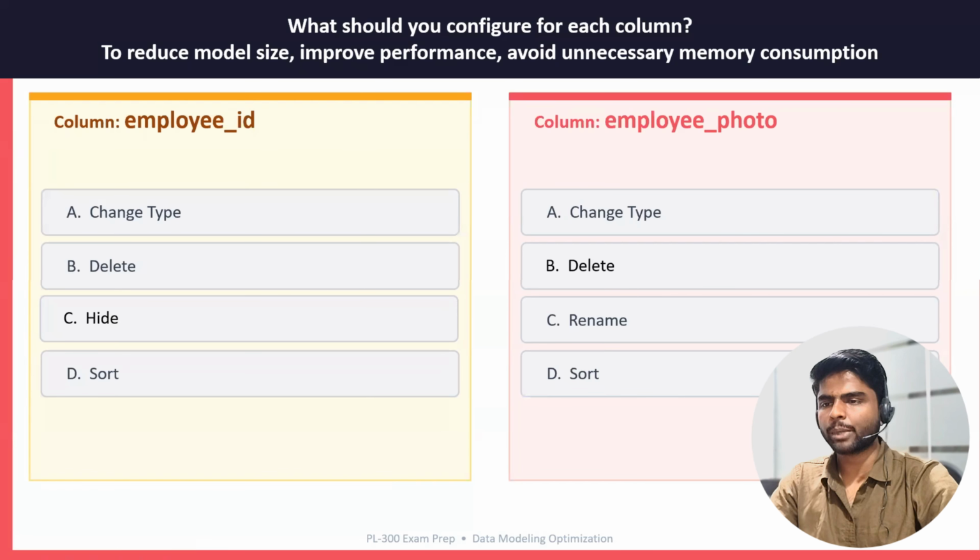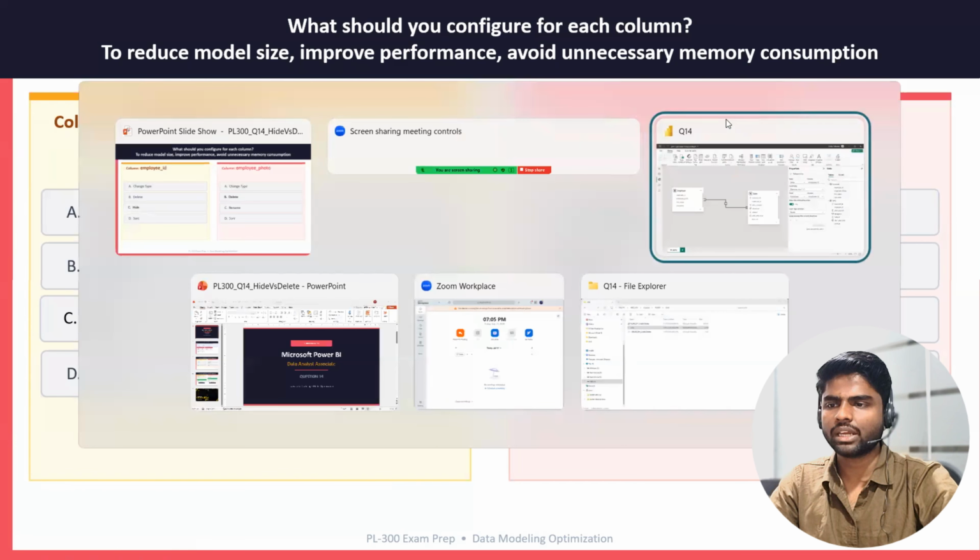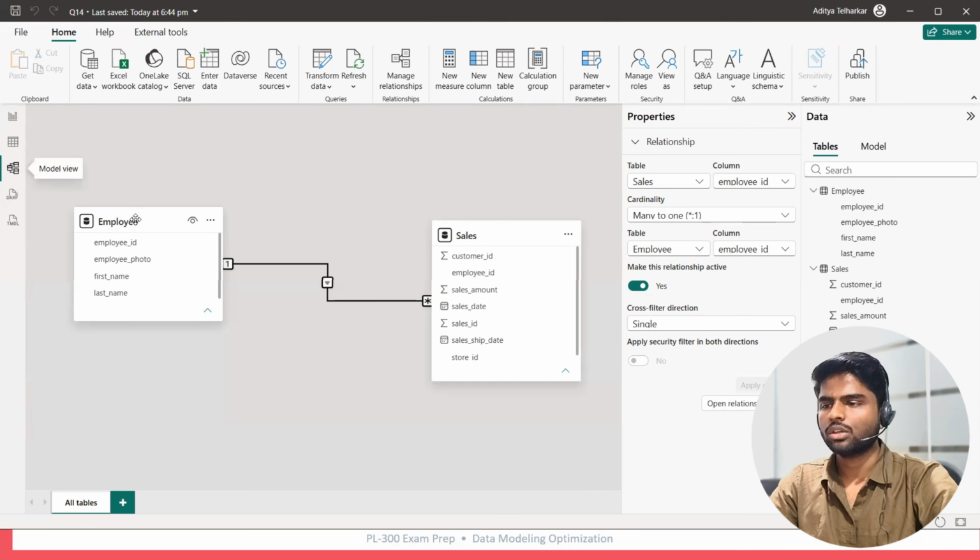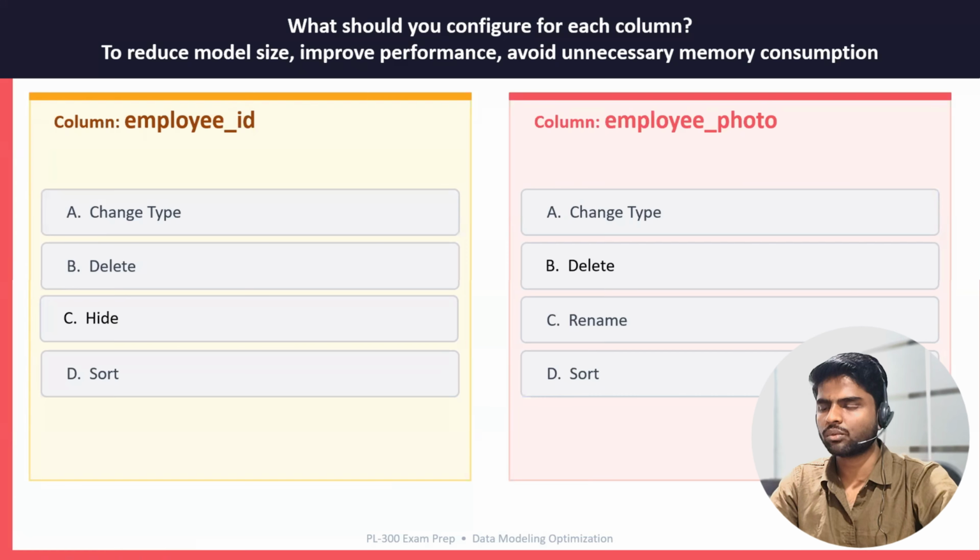Now to understand this scenario in a better way, I will take you through the practical implementation of it. See here, as we are in Power BI, we have two tables. First one is the employee table and second one is the sales table. And as per the scenario, both tables are connected on the basis of the employee ID column. The first option we have here is to change the data type of the employee ID column as well as the employee photo column.